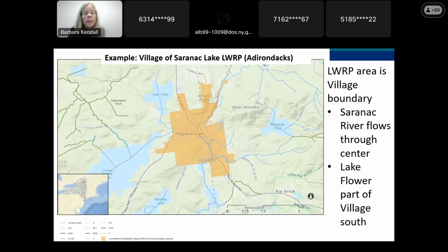Then the village of Saranac Lake up in the Adirondacks. The Saranac River flows right through the center. And then there's Lake Flower, which is to the south. Their goals were looking at formal and informal trail systems and public access sites to link waterfront land uses and activities. And similarly to Binghamton, the downtown business district is central to the waterfront, where a gathering area for shopping and cultural activities. So those were their justification for including the entire village.